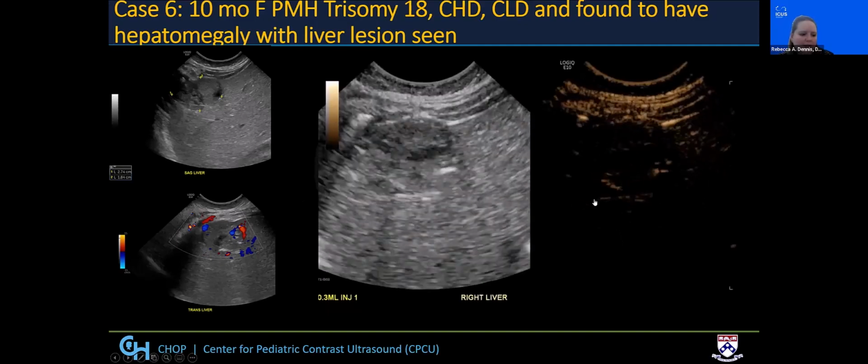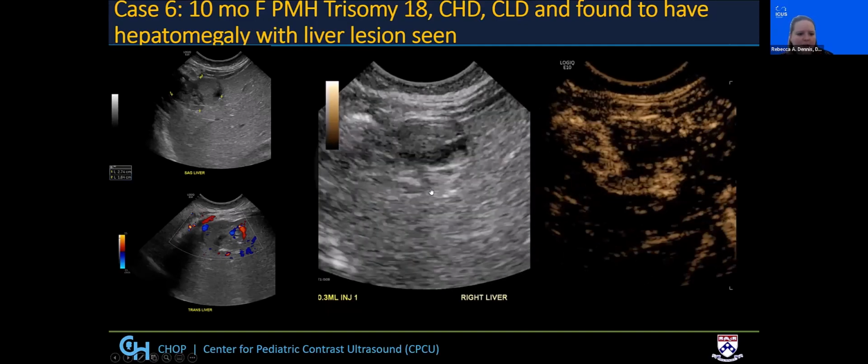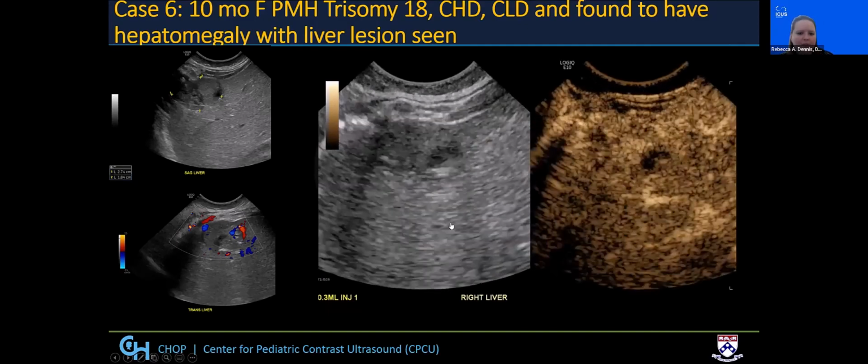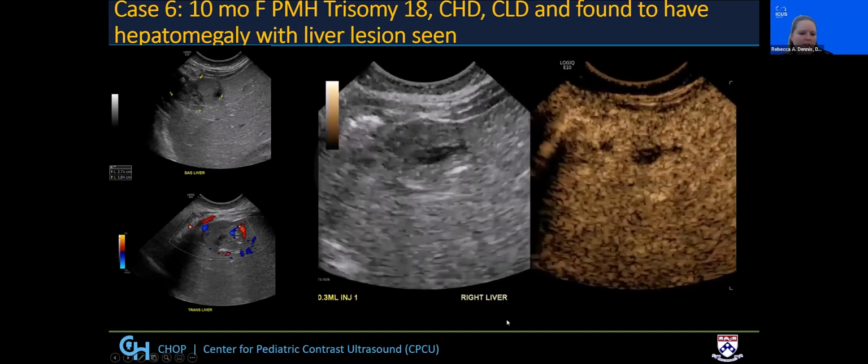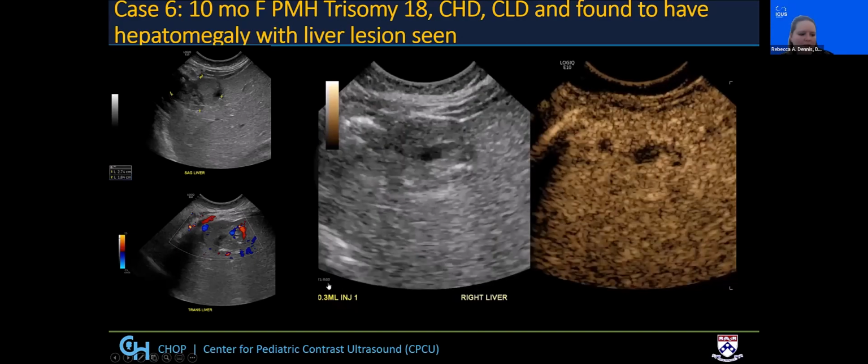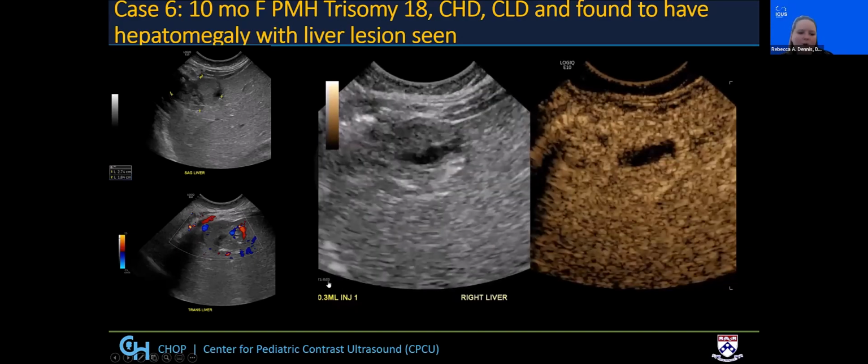This is a video right after injection. We see the heterogeneous mass. And we see the mass filling in. And we're at 30 seconds. If you're never quite sure what phase you're at, there should always be a clock. The sonographer should always start a clock so you can look at the timing to help guide the phase.